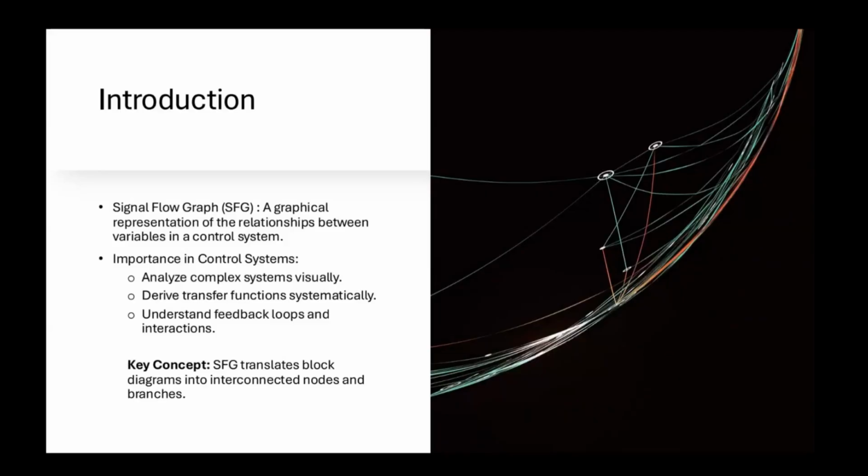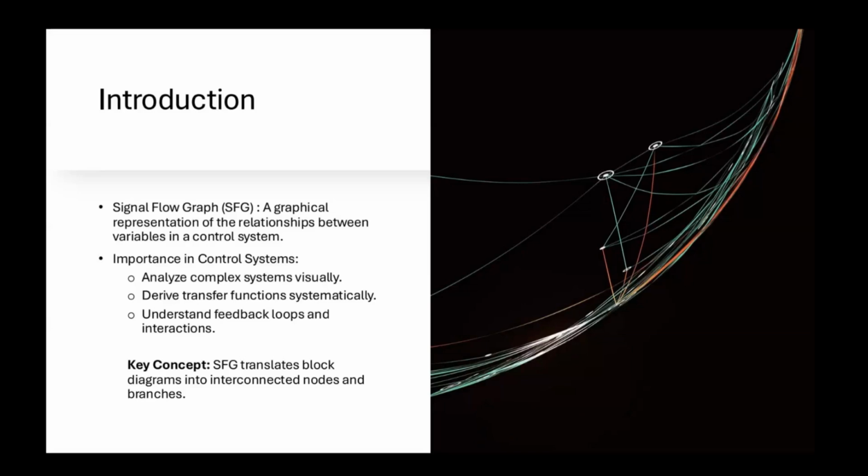Signal flow graphs are a graphical representation of the relationships between variables in a control system. As I mentioned earlier, they are an alternative to block diagrams. In block diagrams, we had blocks, signals, summing junctions, and pickoff points. But here we will have branches and nodes. The systems are represented by branches, and the signals are represented by nodes.